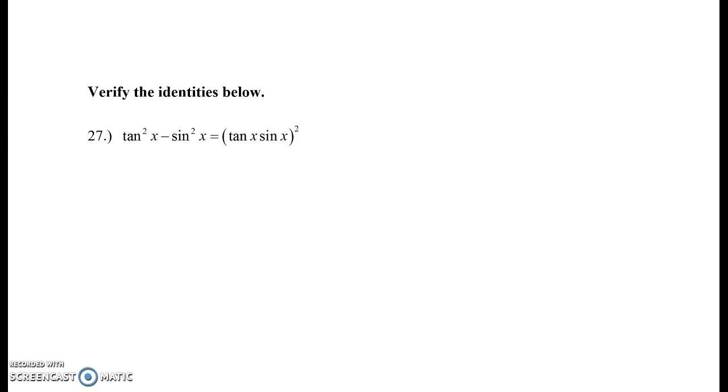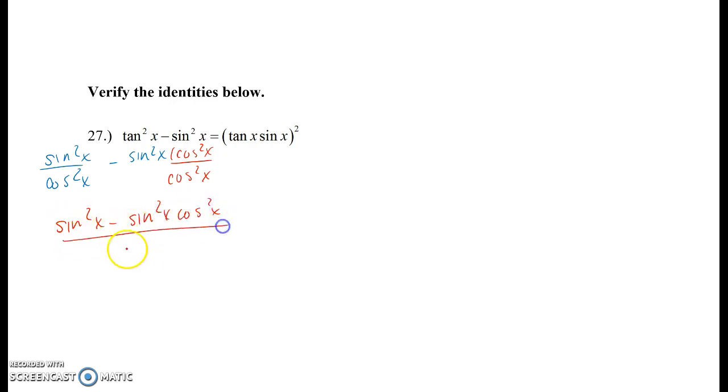Okay, so if I were to take this and rewrite it in terms of sine and cosine, I would have sine squared x over cosine squared x minus sine squared x. And at this point, I want to make a like denominator so I can subtract the fractions. So I'm going to multiply by cosine squared x over cosine squared x, giving me sine squared x minus sine squared x cosine squared x all over cosine squared x.